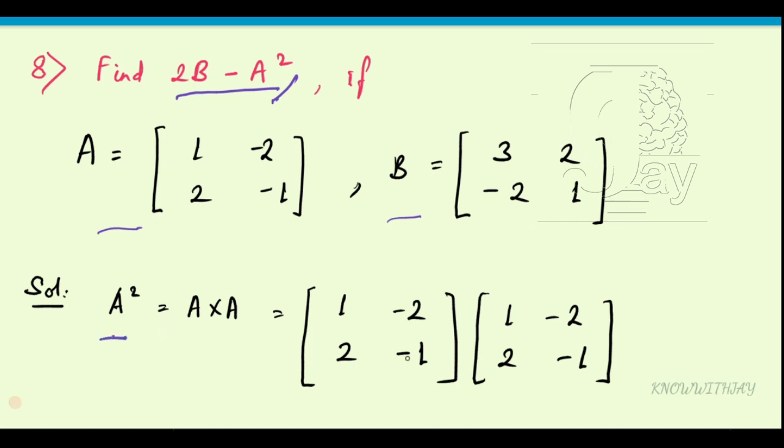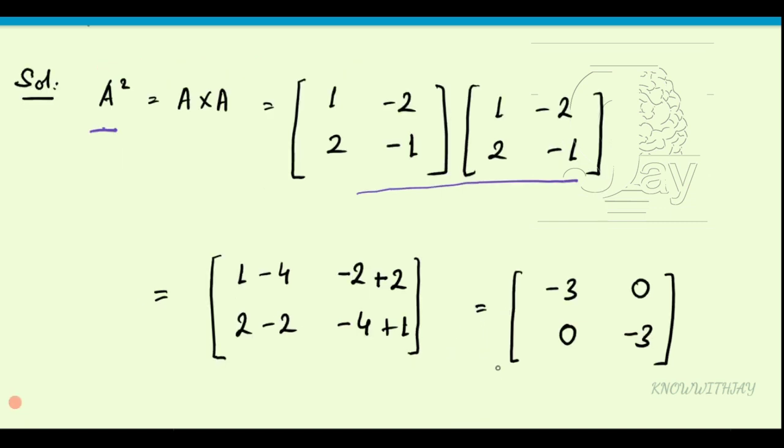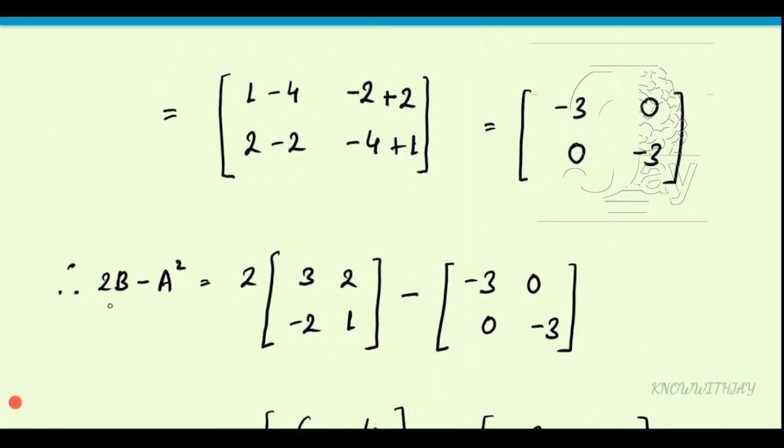So that's A into A. We have multiplied these two matrices, matrix A 2 times, and after multiplying we get the product minus 3, 0, 0, minus 3. So 2B, 2 times the matrix B, and A square we have got minus 3, 0, 0, minus 3.